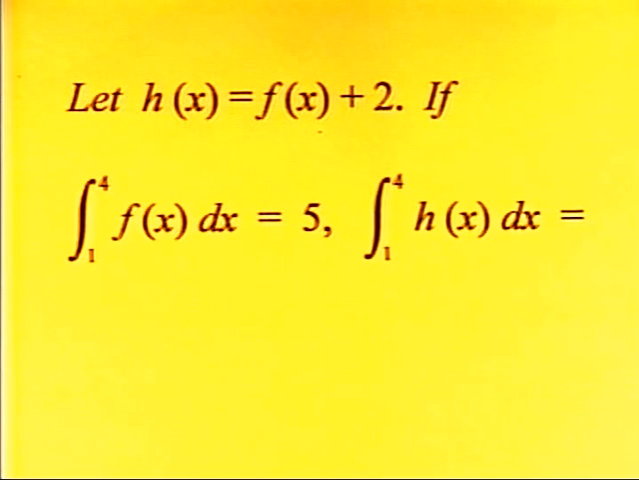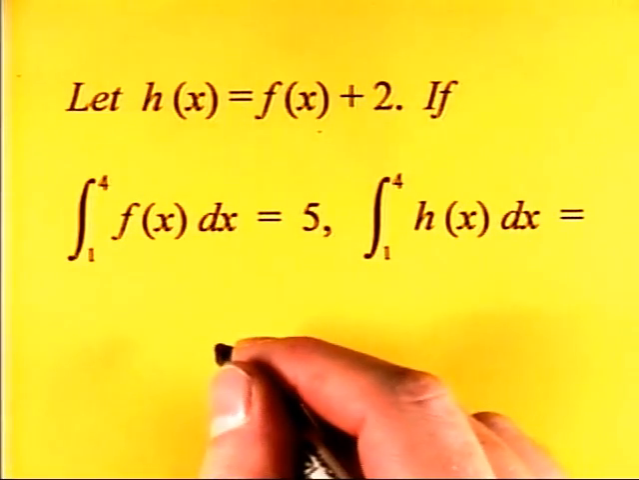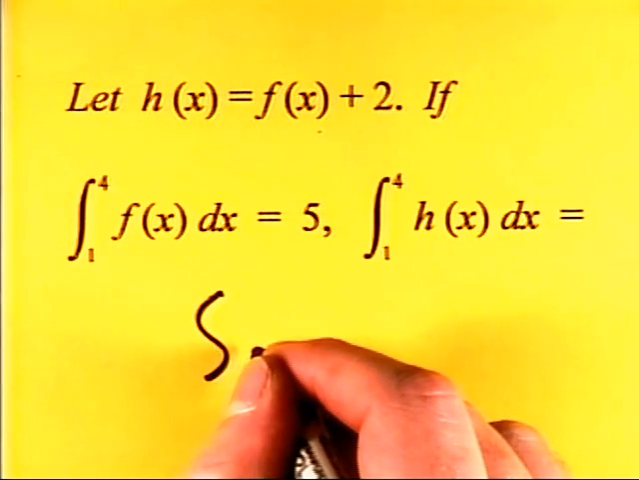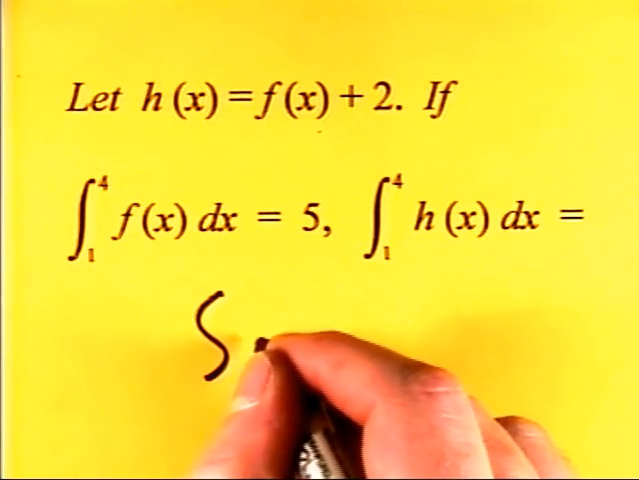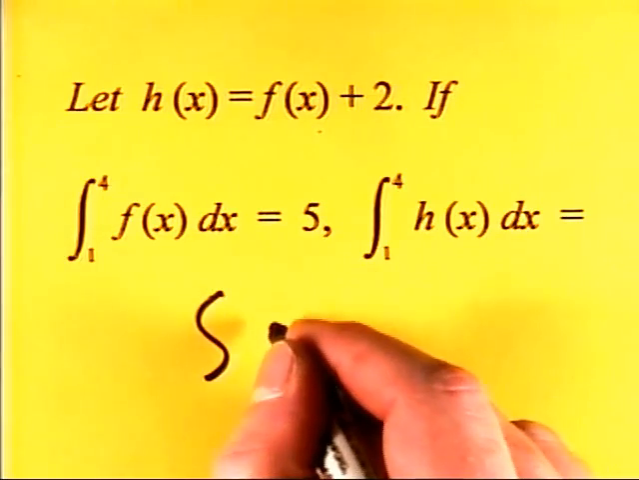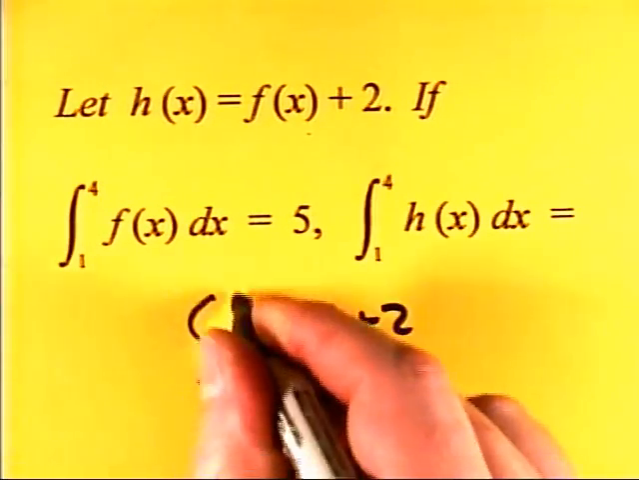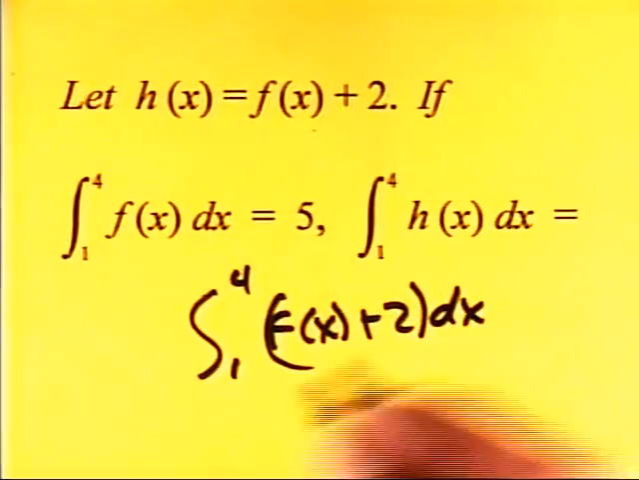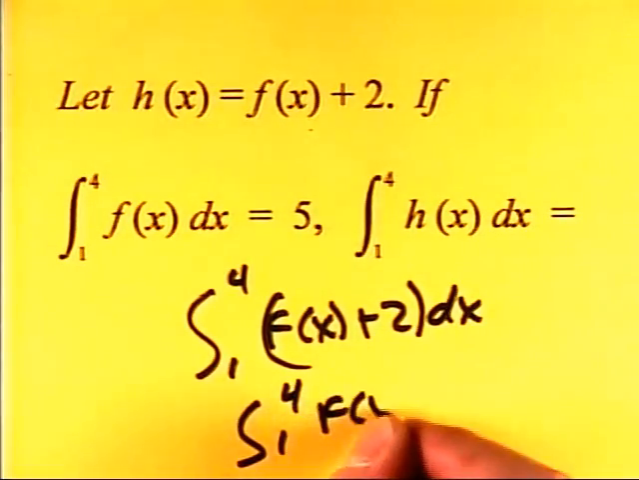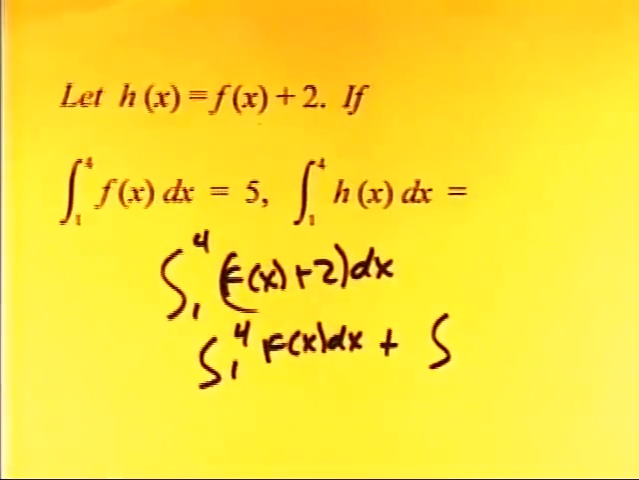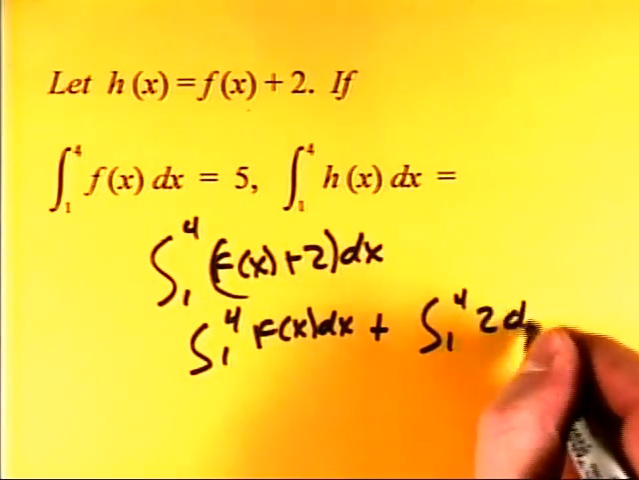You would add the integral, so it would be 5 plus the integral of 2 dx from 1 to 4. Say that one more time. It would be the integral of 2 with respect to x from 1 to 4 plus 2. Oh, so what you're doing is the integral of h of x is just this. Did you separate it out, the integral from 1 to 4 of f of x dx plus the integral from 1 to 4 of 2? Did you do that? Yeah.